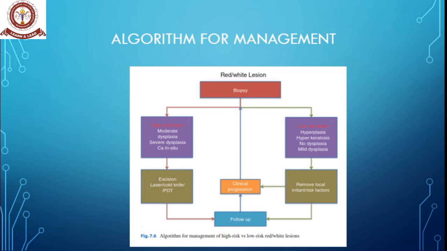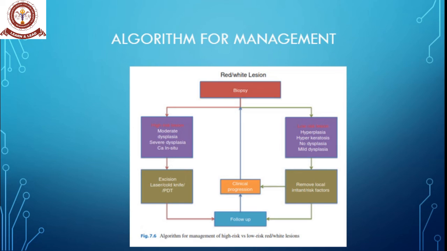And management, as I have already told, we take a biopsy in a high risk patient on the day the patient presents. It can show moderate dysplasia, severe dysplasia, or carcinoma in situ. What will we do? Carcinoma in situ can also be treated as a severe dysplasia. So we can do a wide local excision or laser therapy, cold knife, or, I'm suddenly not getting the name, photodynamic therapy.